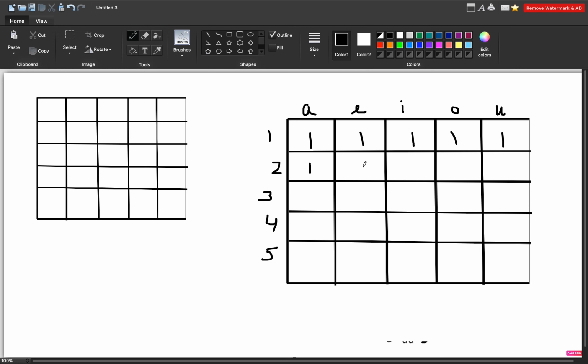Similarly, when n is equal to 2 and ending with E, it will be the sum of these two, so it will be basically 2. And similarly for I it will be these 3. Okay, and so on. So we will be storing our answer like 1, 2, 3, 4, 5, and again here we will be doing the same for n equal to 3 and so on.